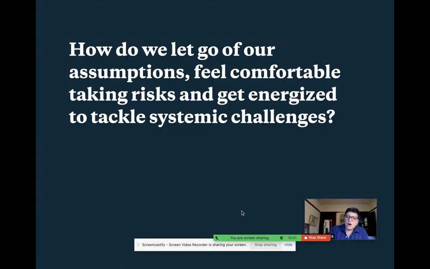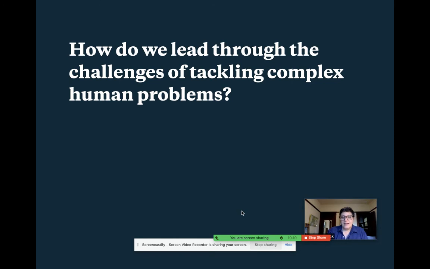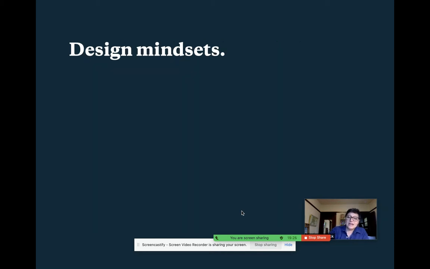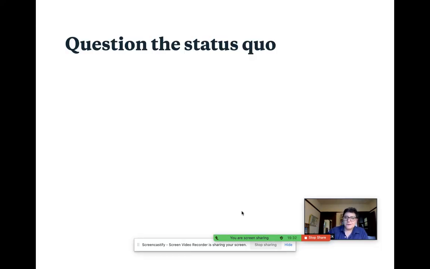So how do we let go of our assumptions, feel comfortable taking risks, and get energized to tackle these systemic challenges? For me, again, my flashlight is design and leveraging human-centered design to help us move forward and navigate that complexity. And then the question is, how do we lead through the challenges of tackling complex human problems? And I think part of what helps us to actually lead through that process are design mindsets.